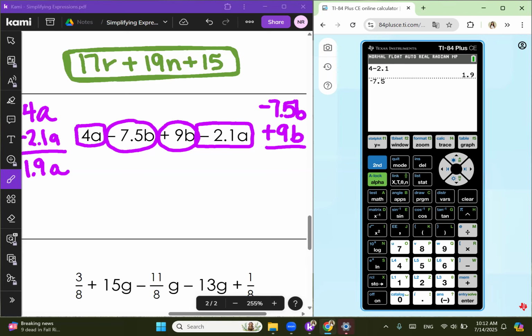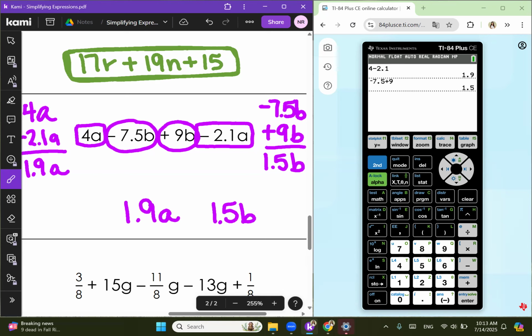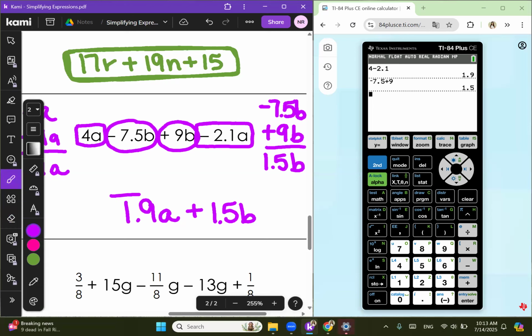7.5 plus 9, 1.5b. Okay, now both of those numbers are positive. Simply writing 1.9a and 1.5b is not going to cut it. We need to be able to connect them. Now, because that 1.5 is positive, we connect it with a plus sign. Okay.